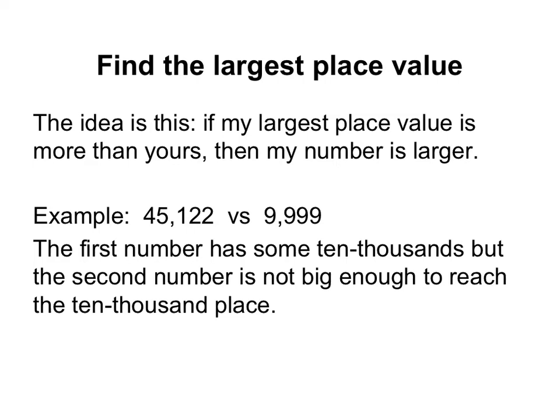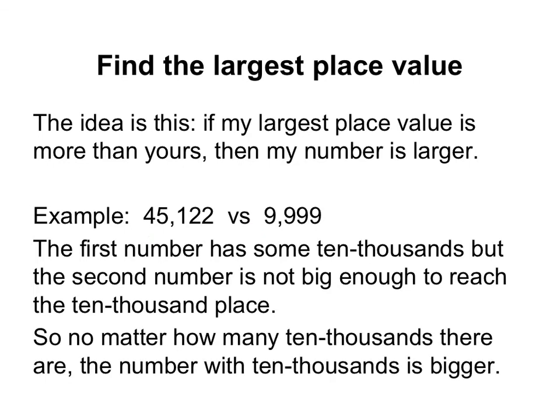The first number has some 10,000s, right? This 4 is sitting in the 10,000s place, so I know that I have some 10,000s. The second number is not even big enough to reach the 10,000s place. No matter how many 10,000s there are, the number that has 10,000s is going to be bigger. So in this case, 45,122 is bigger than 9,999.